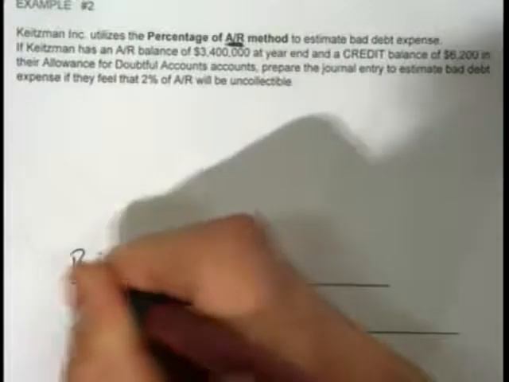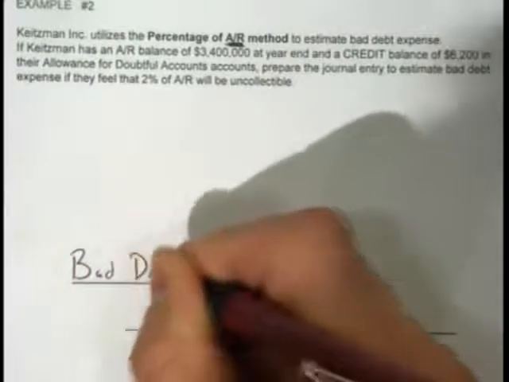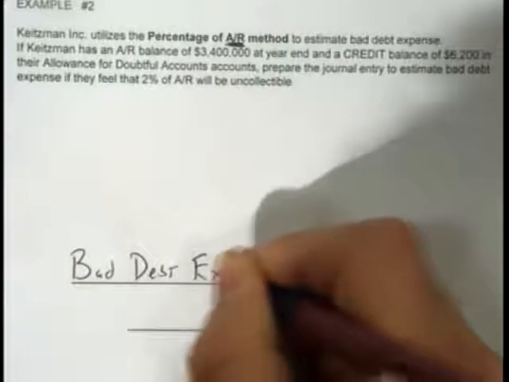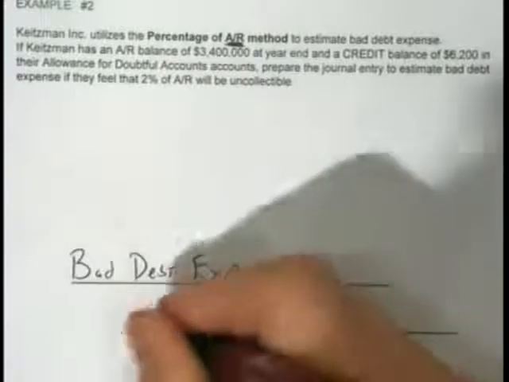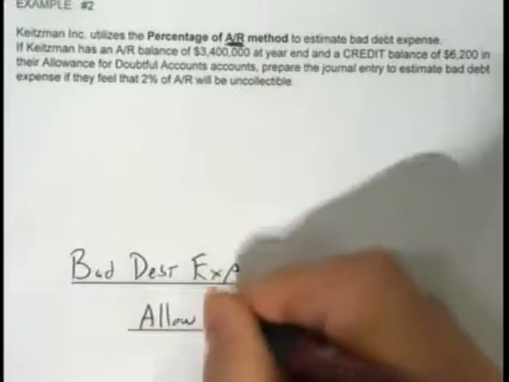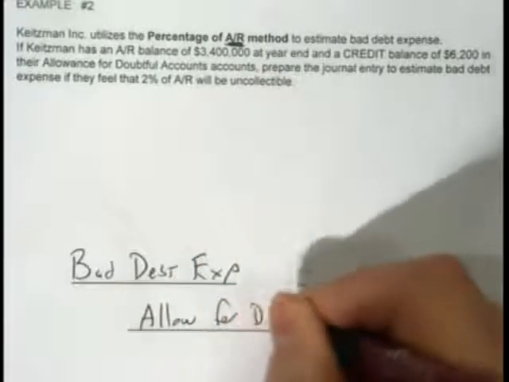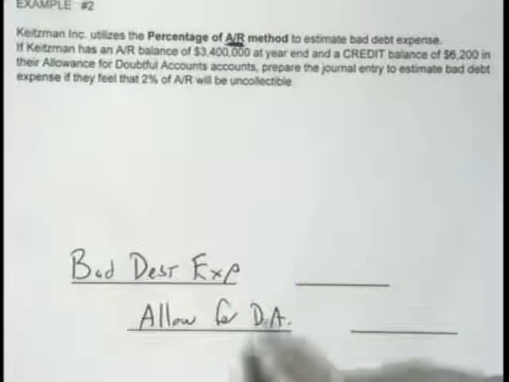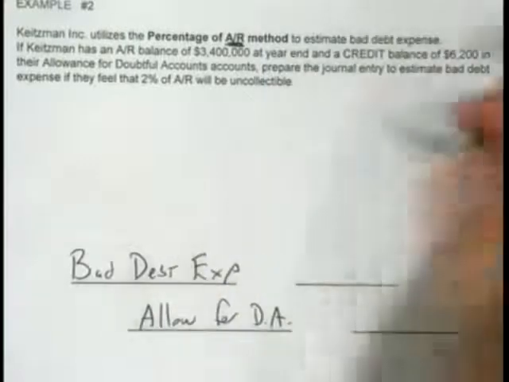First of all, we know the entry will be a debit to bad debt expense and a credit to allowance for doubtful accounts. What type of account is allowance for doubtful accounts? It's a contra asset with a credit balance this time, right? So here's what we want to do.